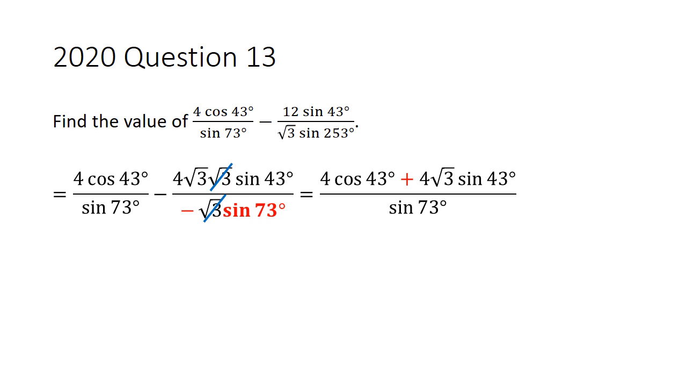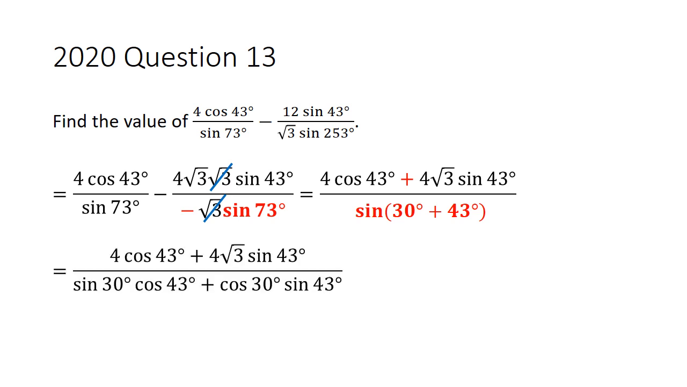Now we can also split the sine 73 degrees. 73 degrees is the same as 30 degrees plus 43 degrees. And we want that because the numerator has 43 degrees and 30 degrees is a special angle. So we can apply the addition angle formula to expand sine 30 plus 43. This will give us sine 30 degrees cos 43 degrees plus cos 30 degrees sine 43 degrees in the denominator.